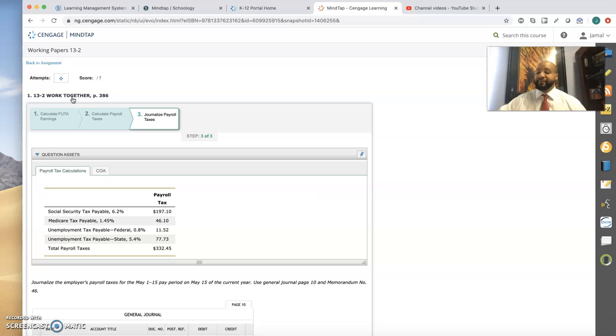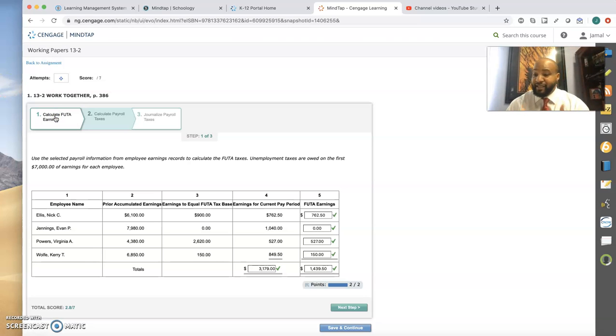And when we get into it, again, some of this was already done. It looks like we were pushing forward. This was chapter 1, right? So chapter 1, they gave us the information we had to figure out our FUTA earnings. Let's take a look at that, see how it goes. Or the first part, I kept saying chapter 1. I just meant the first part. So the first part asked how much, use the selected payroll information for employee earnings records to calculate FUTA taxes. Unemployment taxes are owed on the first $7,000 of earnings for each employee.